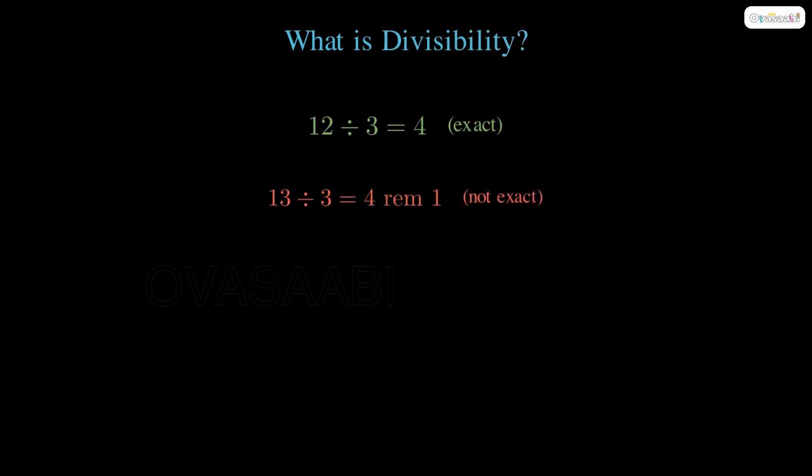A number is divisible by another if it divides exactly with no remainder. 12 divides by 3 perfectly, but 13 does not. Divisibility tests help us check this quickly.